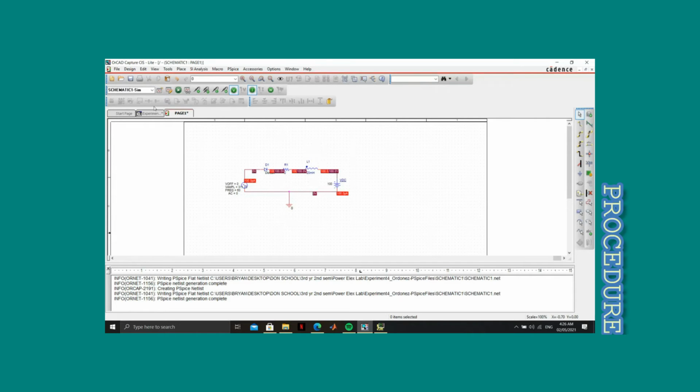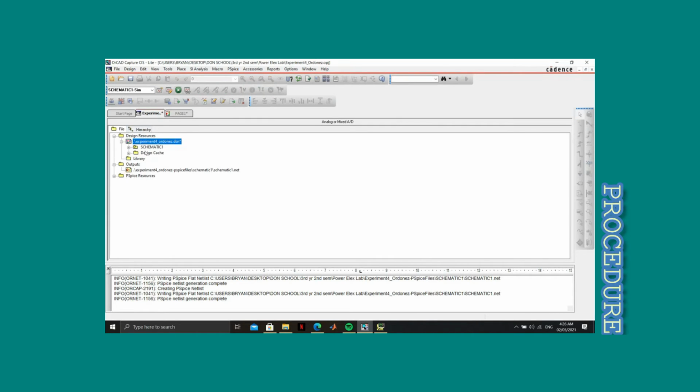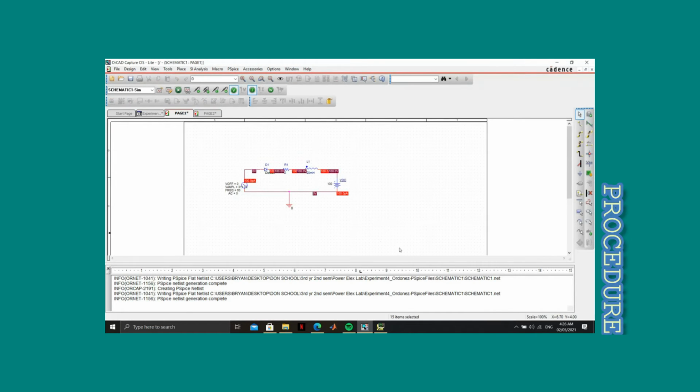Now let us proceed to the second part of the experiment. So let's add another page. Page 2. So the second part of the experiment would use a circuit with an inductor and DC source.